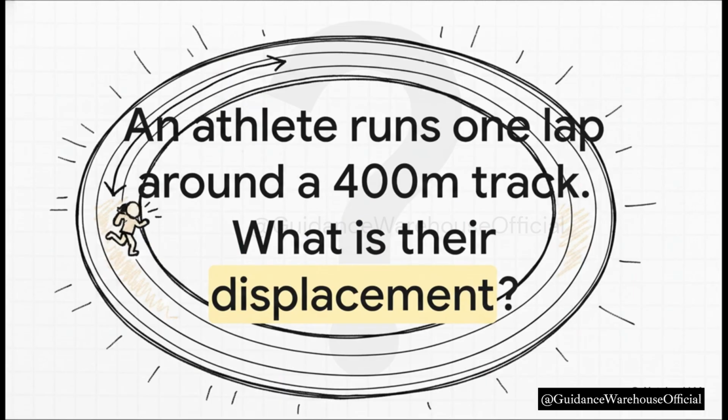Okay, next question. An athlete runs one complete lap around a 400-meter track. What is their total displacement for that lap? Now, they definitely ran 400 meters. That's their distance. But because they made a full lap, they ended up in the exact same spot where they started, which means their change in position, their displacement, is 0.